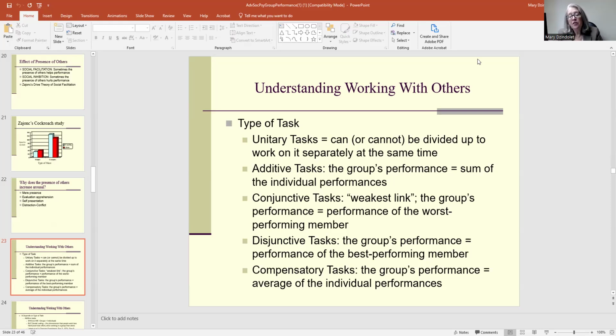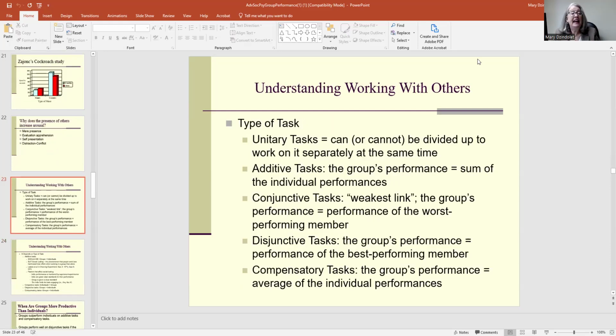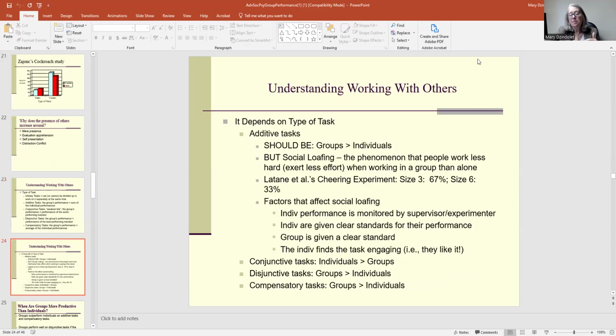And depending upon those different types of tasks, it might be better to work alone or better to work with other people. So for example, on a unitary task, you can't work alone on it. So it's not even an option. So you have to work together. So working together is going to be better than working alone. You can't do it at all if you work alone. Let's go from the bottom up here, though. For a compensatory task, the research shows that groups tend to do better than individuals.